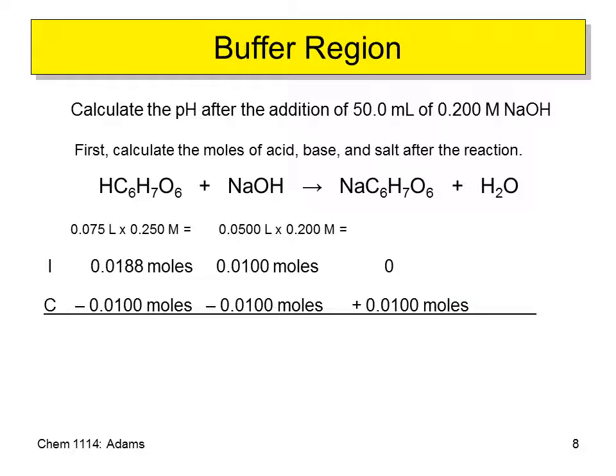Again, continuing with our ice table, we can add the initial and change concentrations to get an equilibrium concentration. And this is exactly what we would expect in a buffer. We only have the weak acid present and the salt of the weak acid. We don't have any base present at all. So we've completed the first step in our equation.